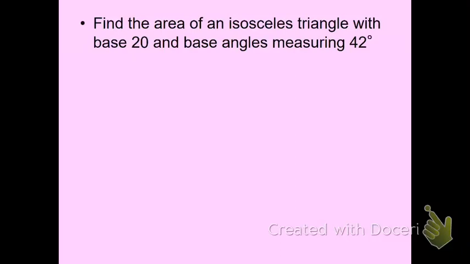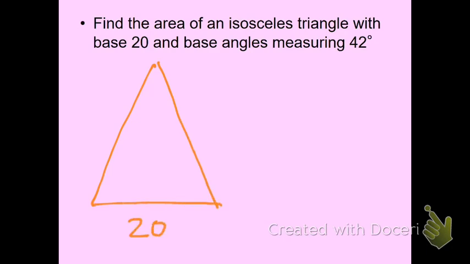Here are a few more examples of different area of triangle problems. So let's say you have an isosceles triangle where the base is 20 and the base angles are 42. So let's draw that out. The base is 20, so this side right here is going to be 20 units. The base angles are 42, so these are each 42 degrees.